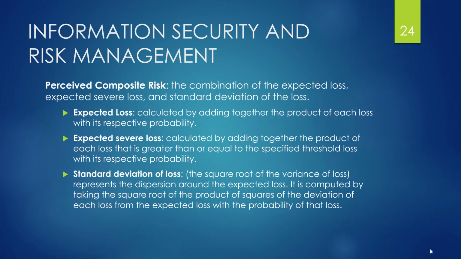So it's going to introduce 3 key terms that generate a perceived composite risk. The first of which is the expected loss associated with a particular event occurring. So you're looking at a series of different losses that you're going to sum together with the probability of that amount of loss with a particular threat vulnerability pair occurring. Second, you're going to calculate an expected severe loss using a threshold value and associated probability. And finally, you're going to look at the standard deviation of the loss.